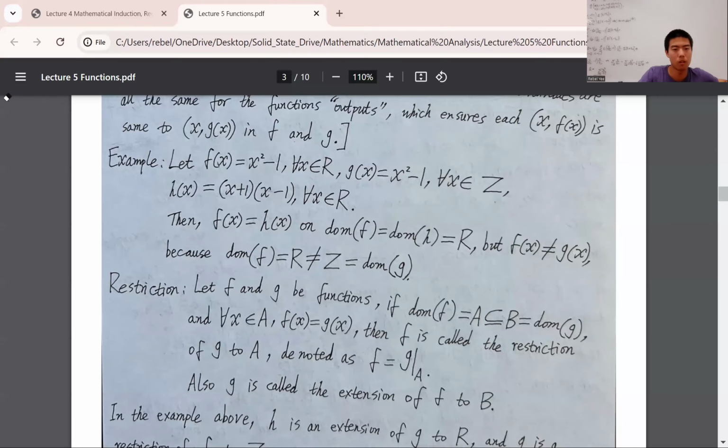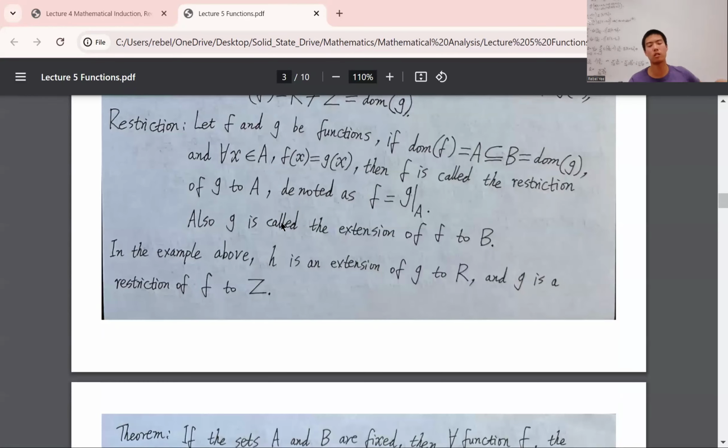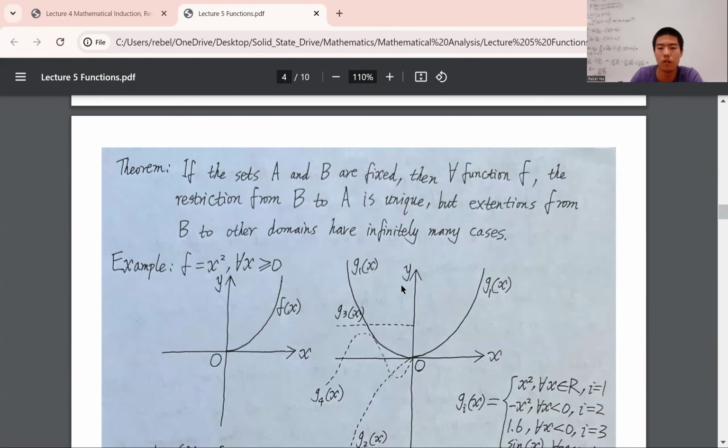Another small topic I want to talk about is the restriction. Let's say there are two functions, f and g, and the domain of f is a subset of the domain of g. It's much smaller than the domain of g. Then we can say f is a restriction of g to A, because based on the information we know, f(x) is equal to g(x) on the set A, which is a subset.